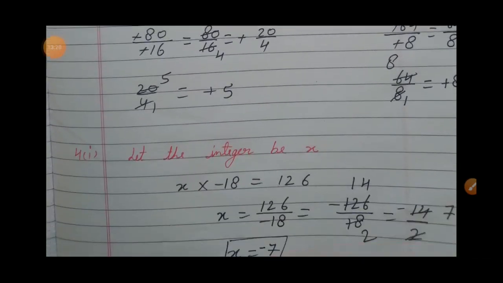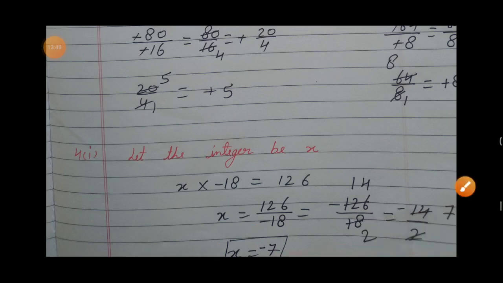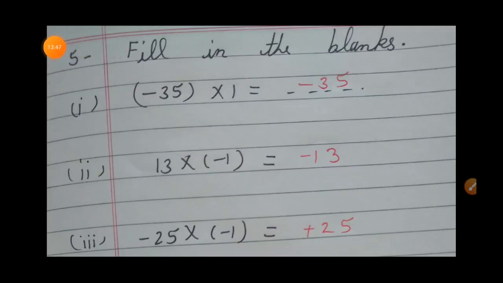Both are divisible by 9. 9 2 is 18. 9 1 is 9, 9 4 is 36. Now 14 upon 2 we are getting with negative sign. Both are divisible by 2. 2 1 is 2, 2 7 is 14. Now the required number is minus 7. This is the required integer. Second part, try yourself of this question number 4.